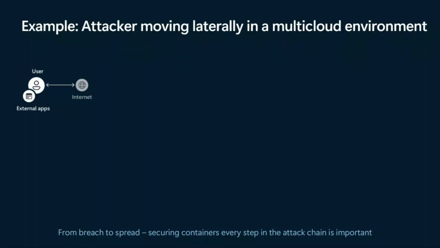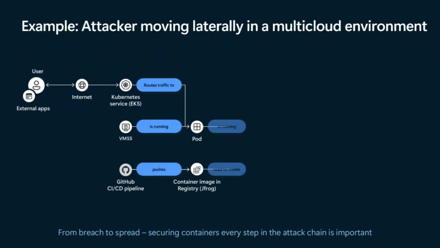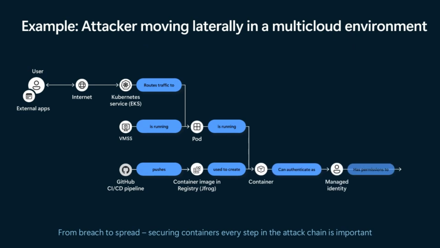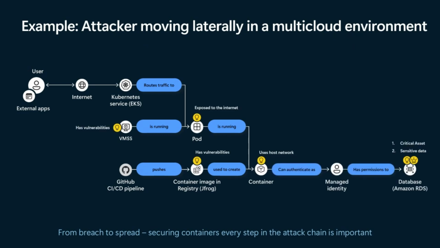This attack path shows a real-world cluster-to-cloud scenario, where an attacker gains a foothold in a Kubernetes cluster and then moves laterally across cloud environments. The attack starts with a vulnerable container image that's deployed on a pod exposed to the internet. The attacker exploits the vulnerability and gains control over the container. From there, the attacker leverages managed identity credentials to access other resources like an Azure Storage Account and even your AWS RDS database, both containing sensitive data.